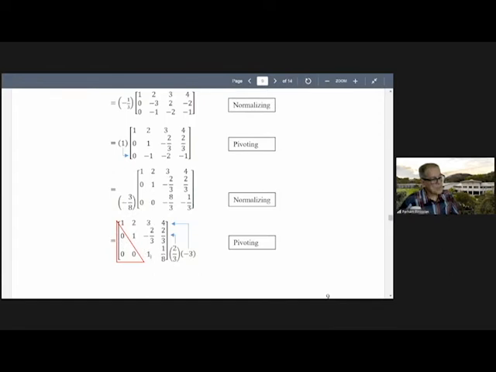These are lower triangular elements. Lower triangular elements are all 0, and diagonal terms are all 1. That's what we wanted to achieve. Next step is to do the same thing for upper triangular elements, for these elements. I want to make these elements 0.